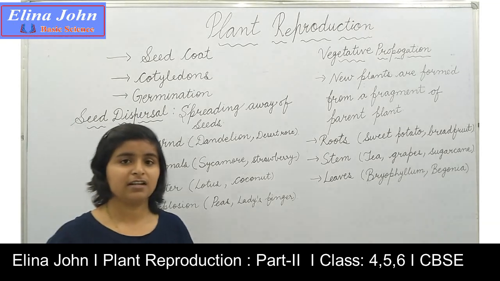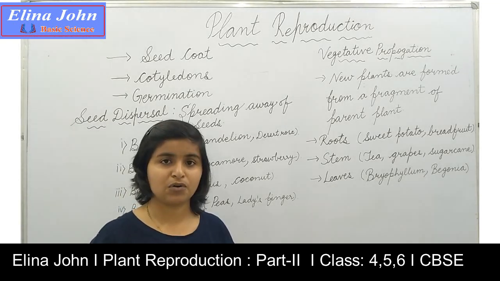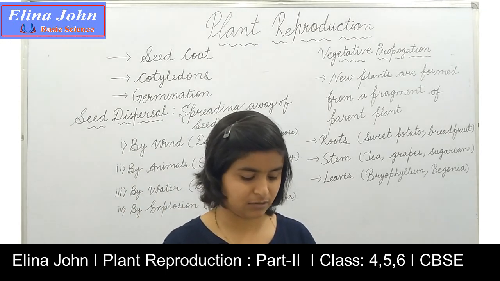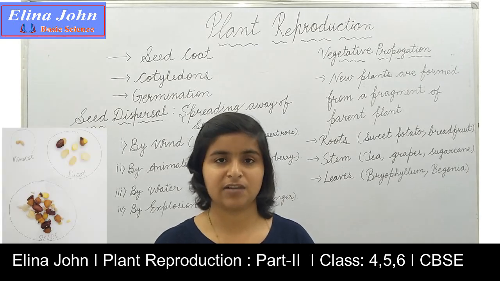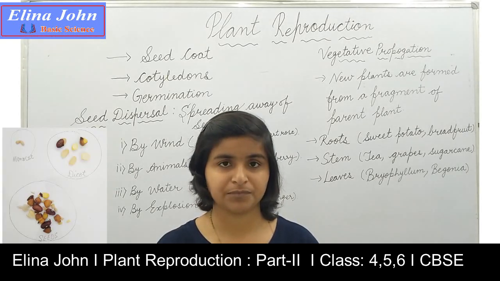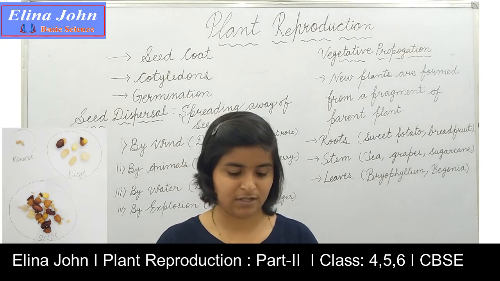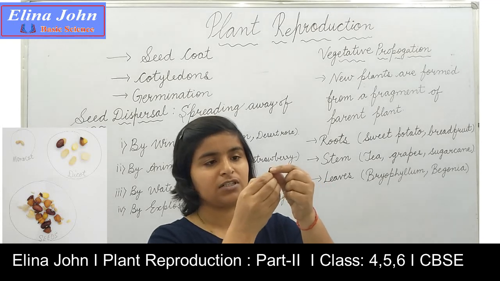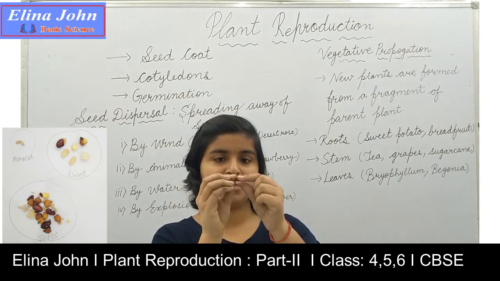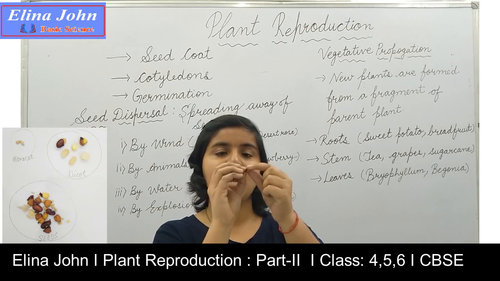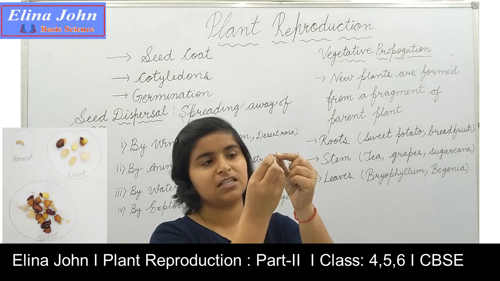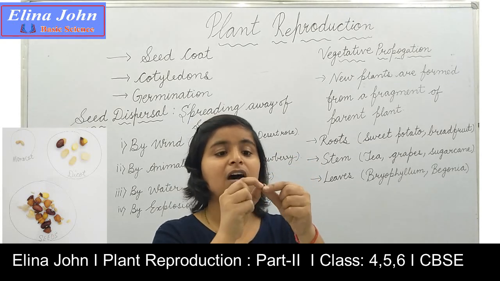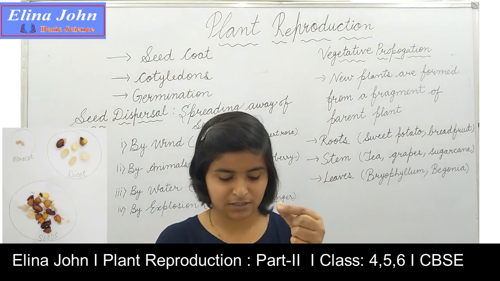Before germination, let me show you some examples of monocot and dicot. For this, I have some seeds of kidney beans, gram and wheat. As you all can see, now I am removing the seed coat of this kidney bean. This red colored outer covering is known as the seed coat. It is the hard outer covering of a seed which protects the embryo of the seed.